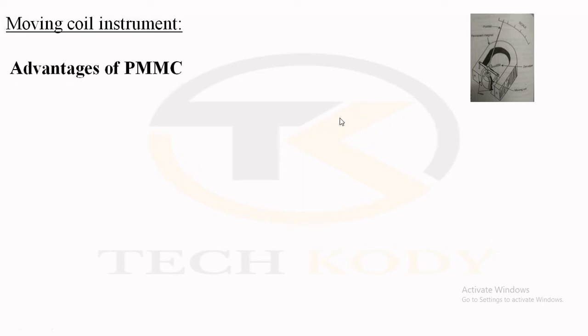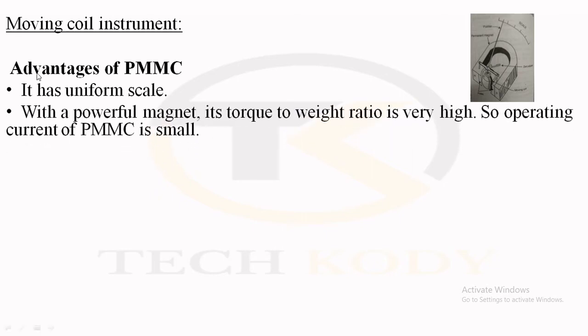The merit of this PMMC meter is that it gives a uniform scale, with a powerful magnet. The torque to weight ratio is very high in the PMMC meter, so the operating current of PMMC is small. These are very important points. The questions will come directly from these advantages. The sensitivity is high. If a question asks which instrument has high sensitivity, you can take PMMC meter.